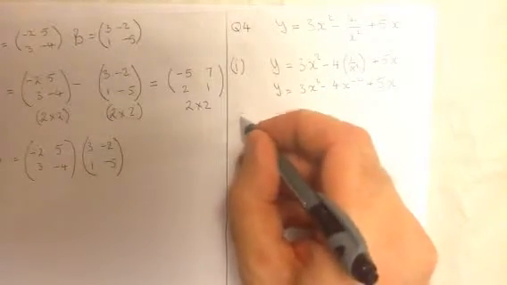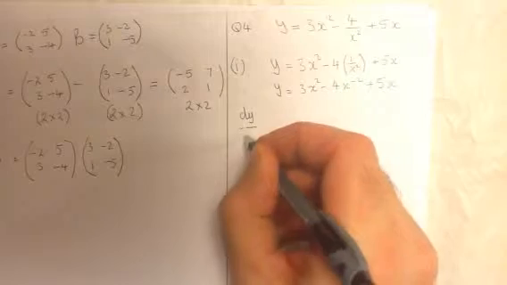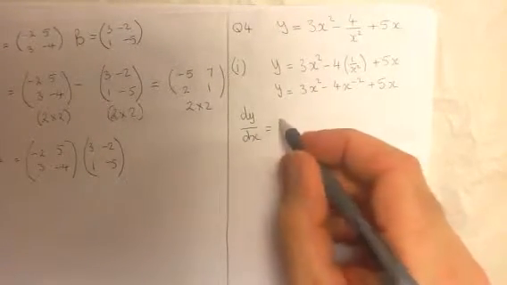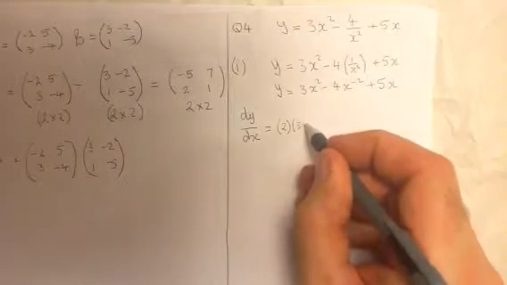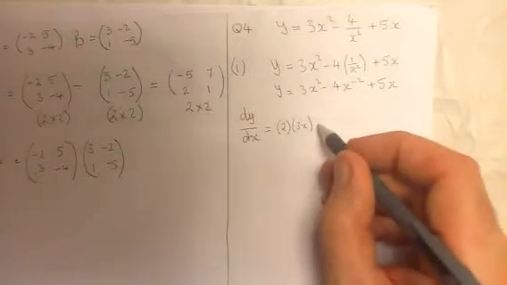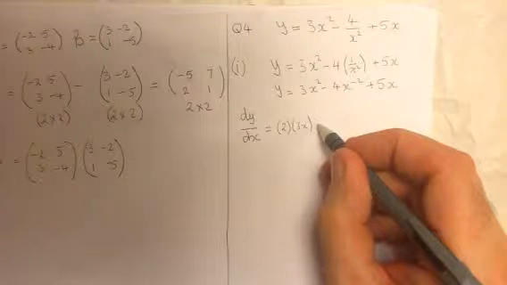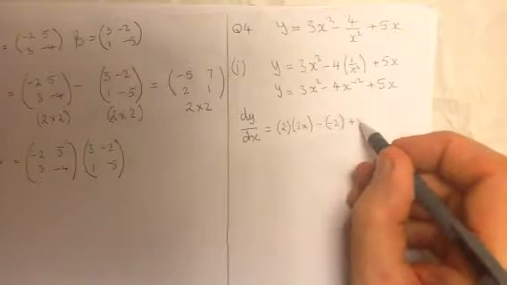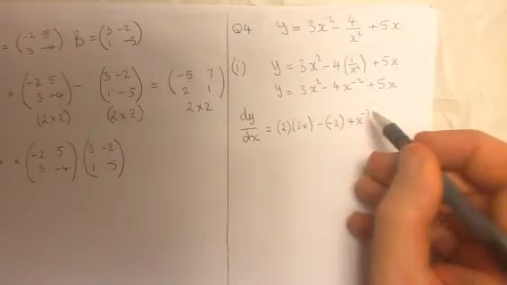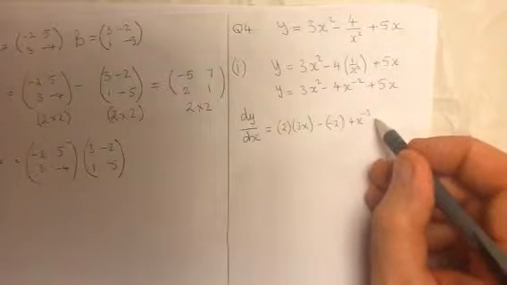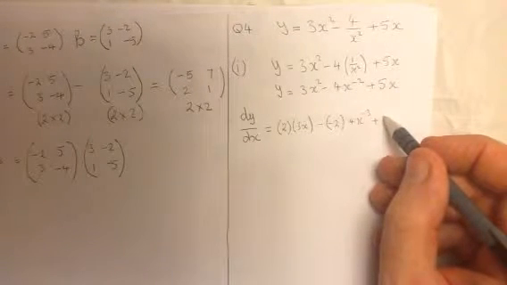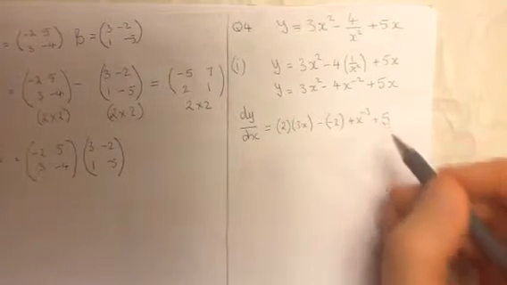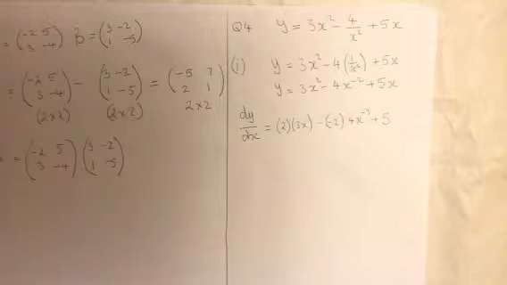Now we're going to differentiate to find dy/dx, and our rule is multiply by the power, reduce the power by 1. So the first term becomes 2 times 3x to the power 1, and the next one is going to be minus 2 times 4x, and be careful, 1 less than minus 2 is minus 3. And last but not least, if you differentiate x to the power of 1, you get just x to the power 0, which is 1. So this last term will become 5.